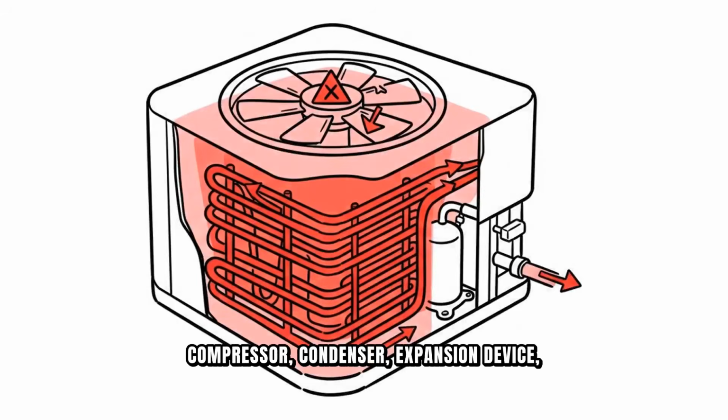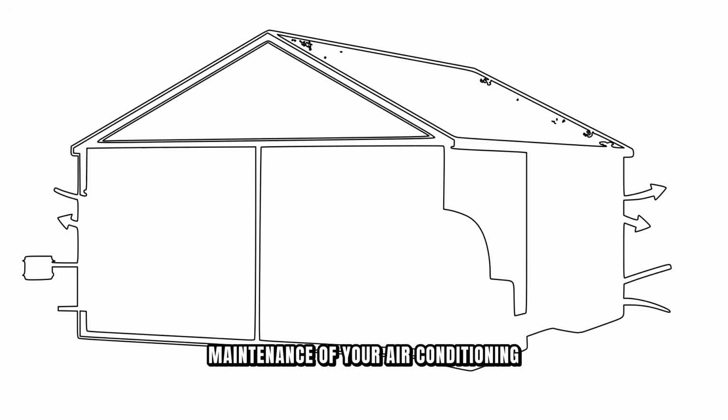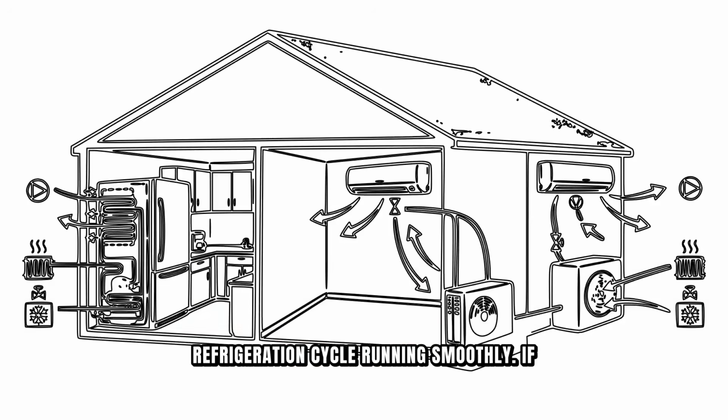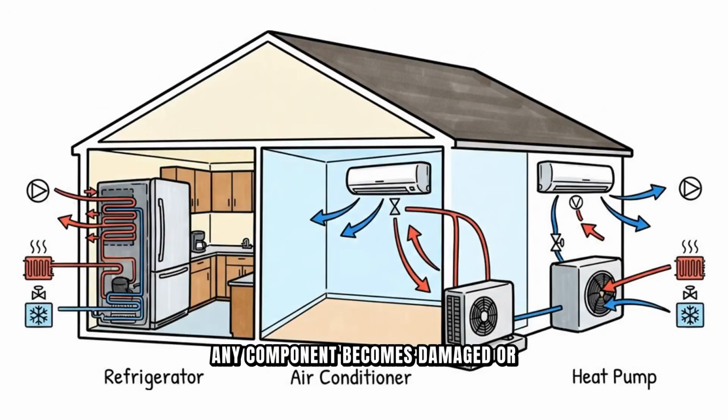The compressor, condenser, expansion device, and evaporator all work in perfect harmony to maintain your desired temperature. Maintenance of your air conditioning system is important to keep the refrigeration cycle running smoothly. If any component becomes damaged or inefficient, the entire cycle suffers.